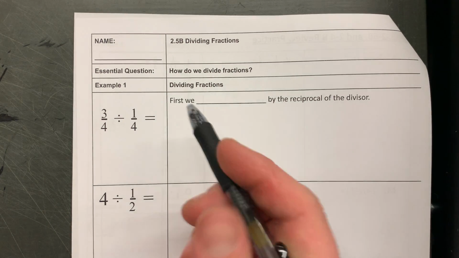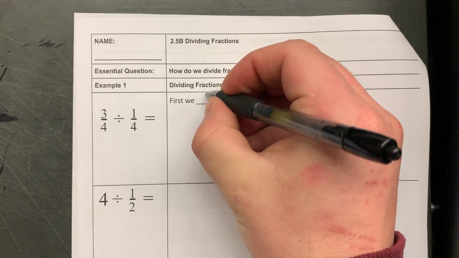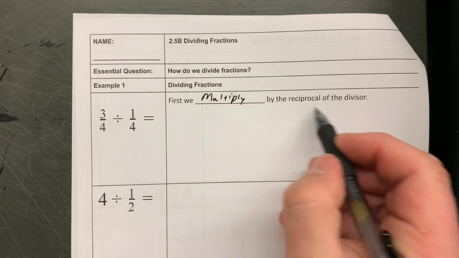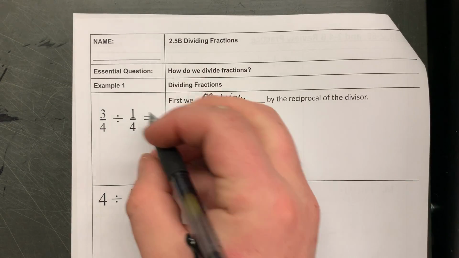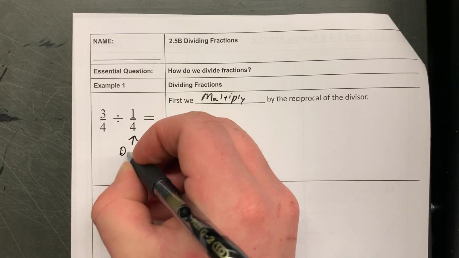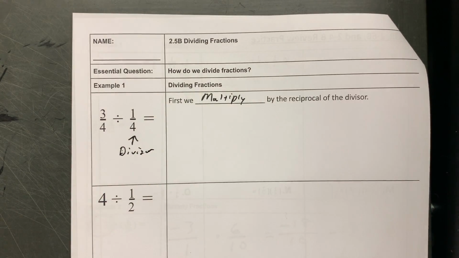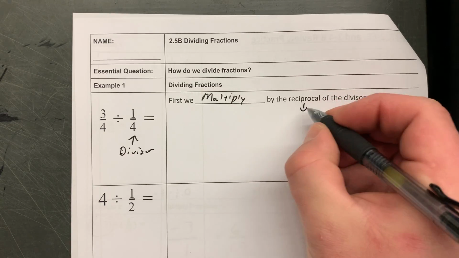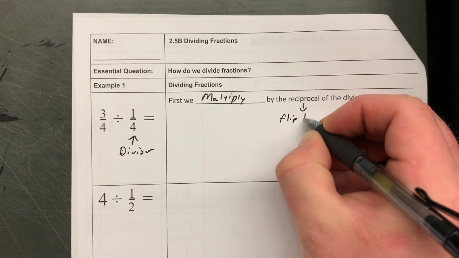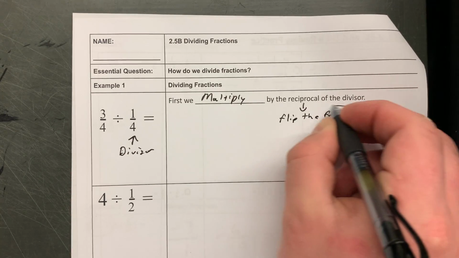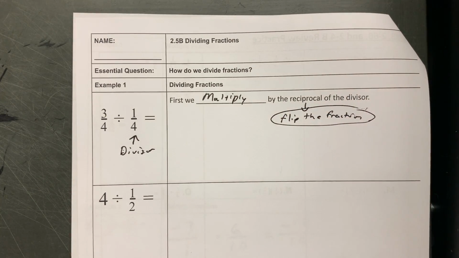So we need to first, we are going to multiply by the reciprocal of the divisor. Now, the divisor is always the number that we're dividing by. So this is our divisor. What I mean by reciprocal is that we are going to flip the fraction. And that's what reciprocal means.